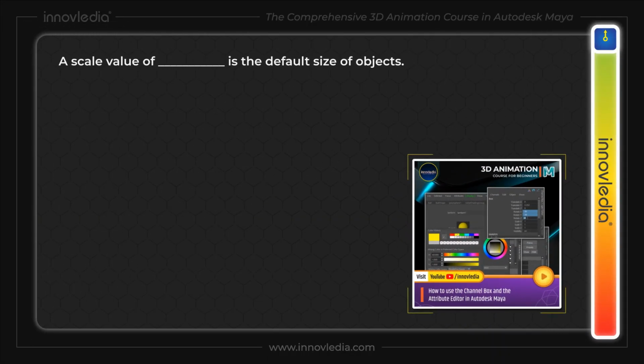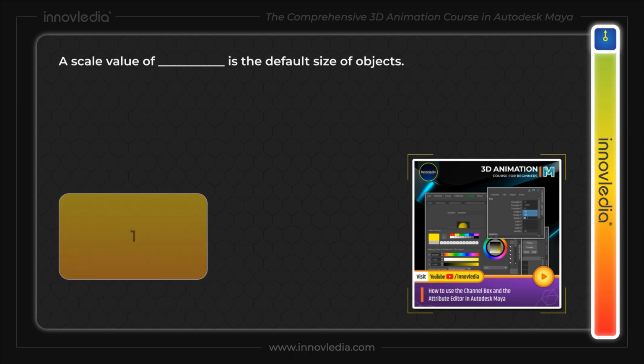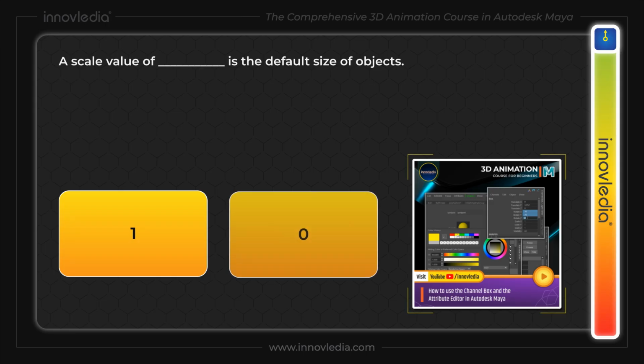A scale value of dash is the default size of objects. The options are 1, 0. Your time starts now. And the correct answer is 1.